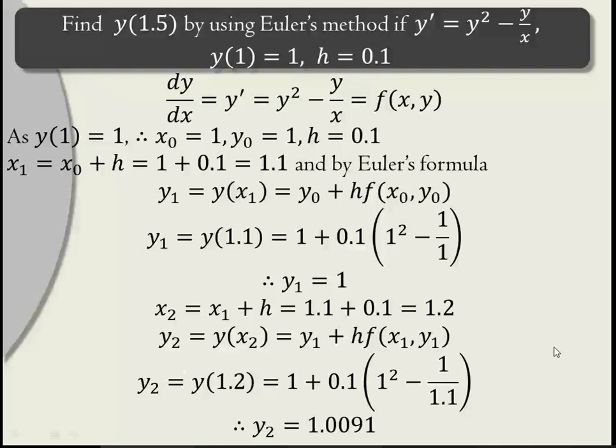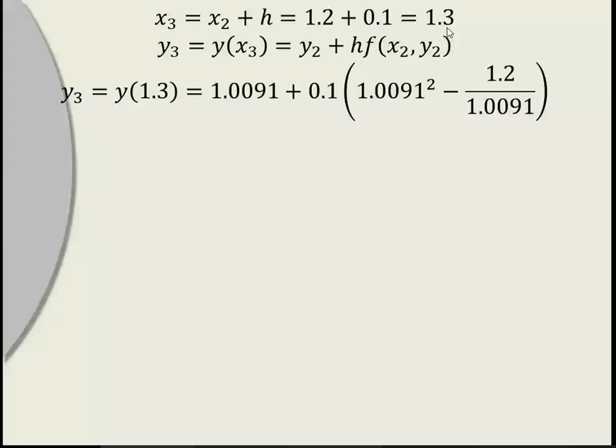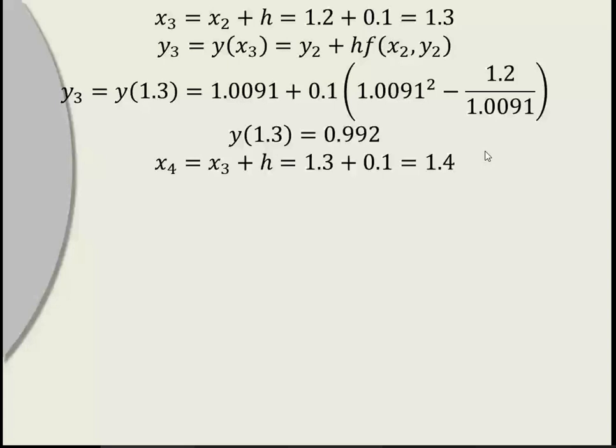So again take the next x, x3 will be x2 plus h, that will be 1.2 plus 0.1, that is 1.3. Find the value of y at that point. y3 will be y2 plus h into f of x2, y2. Do the substitution and simple calculation. Whatever function is given in the problem, put x2 and y2 in that function and do the calculation. So we get y at 1.3 as 0.992. We want 1.5, so again we have to do the calculation for the next x. That is, we have to find y4.